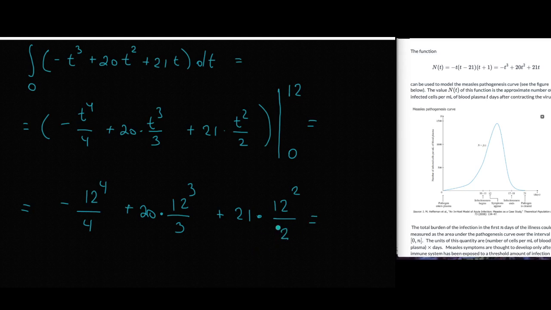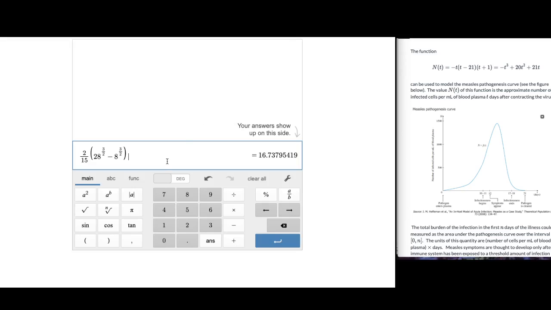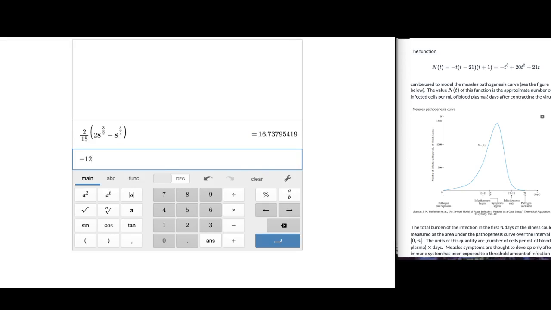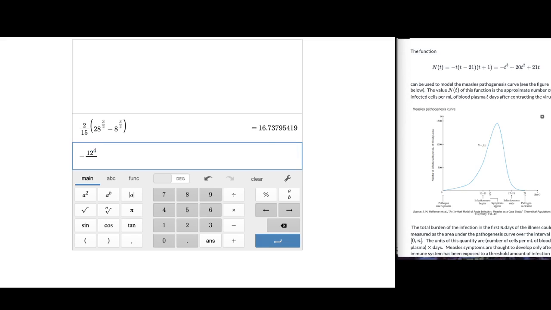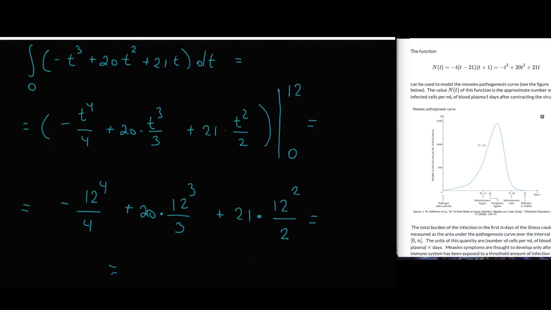Now use a calculator to calculate what this is, and that's going to be our answer. Let's open the calculator. Minus 12 raised to the power 4 divided by 4, plus 20 times 12 to the third, all divided by 3, plus, let's see what the last term was. The last term was 21 times 12 squared over 2.